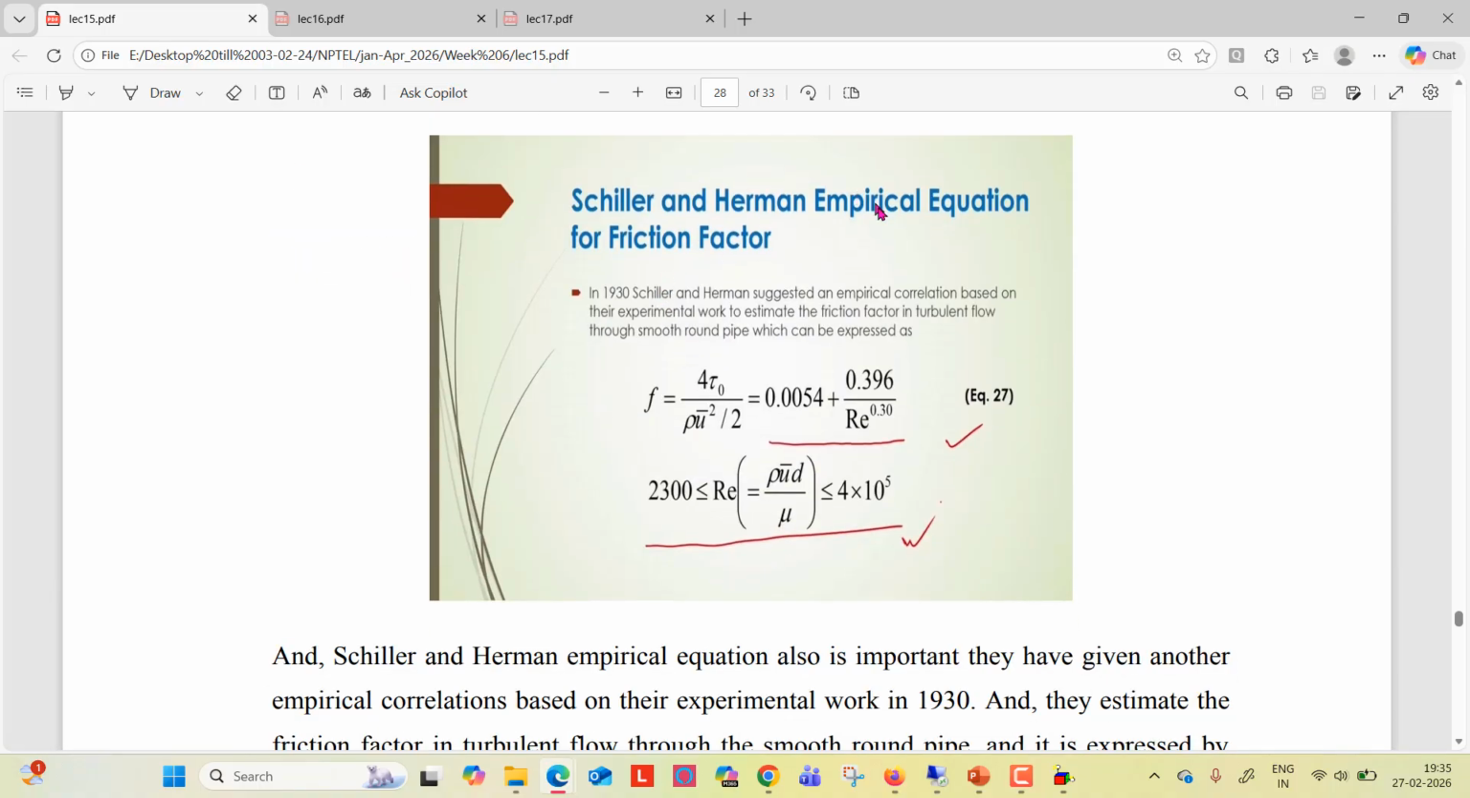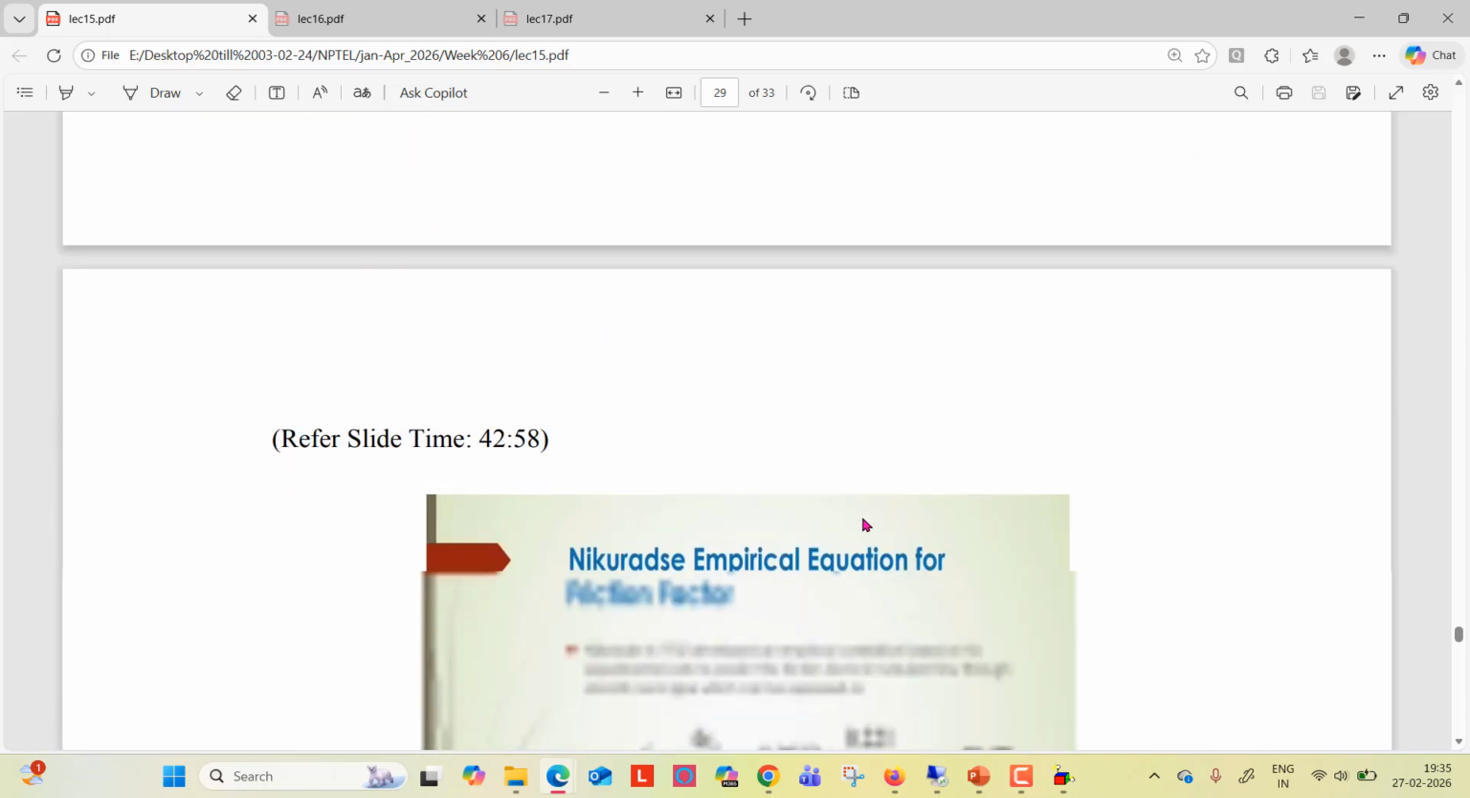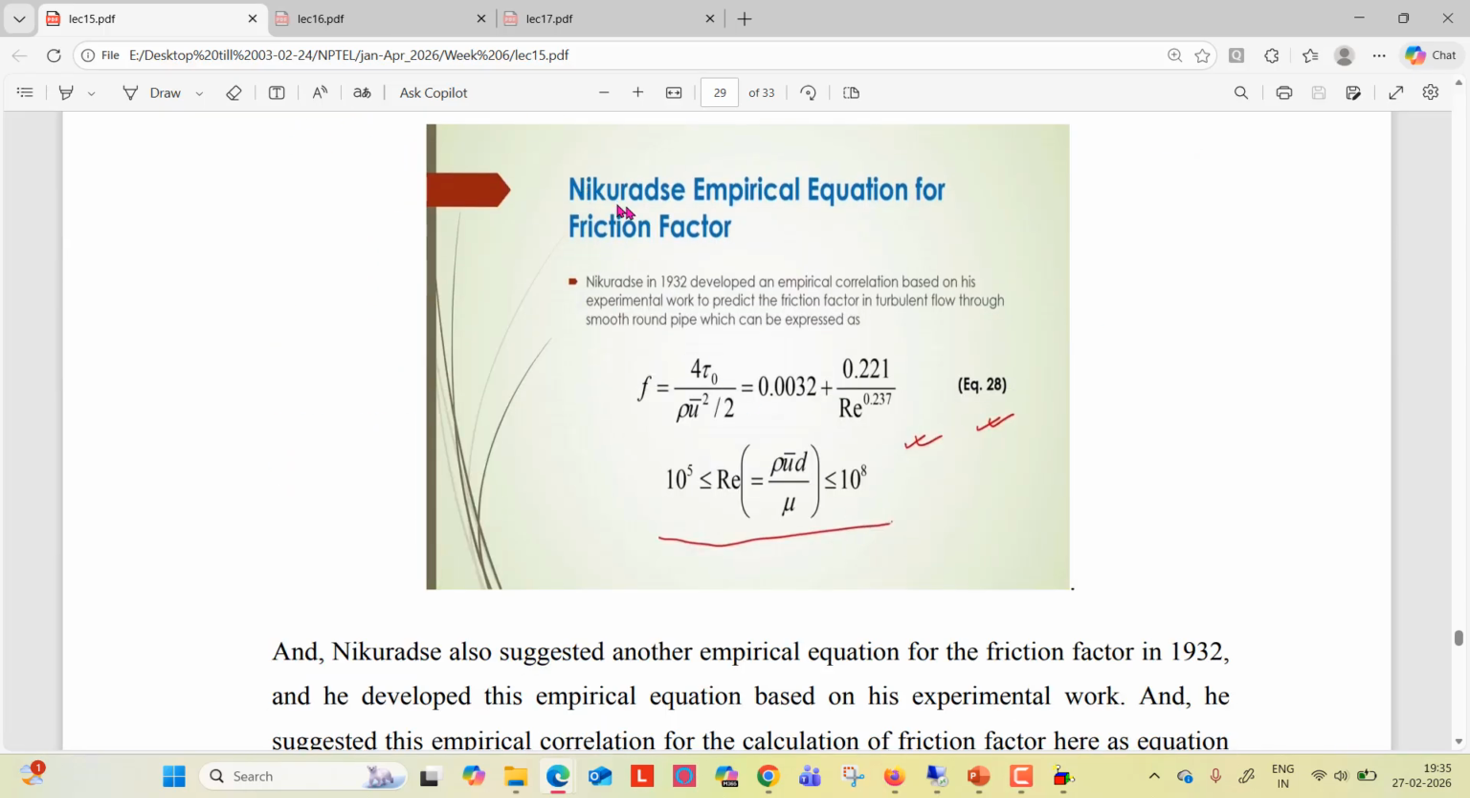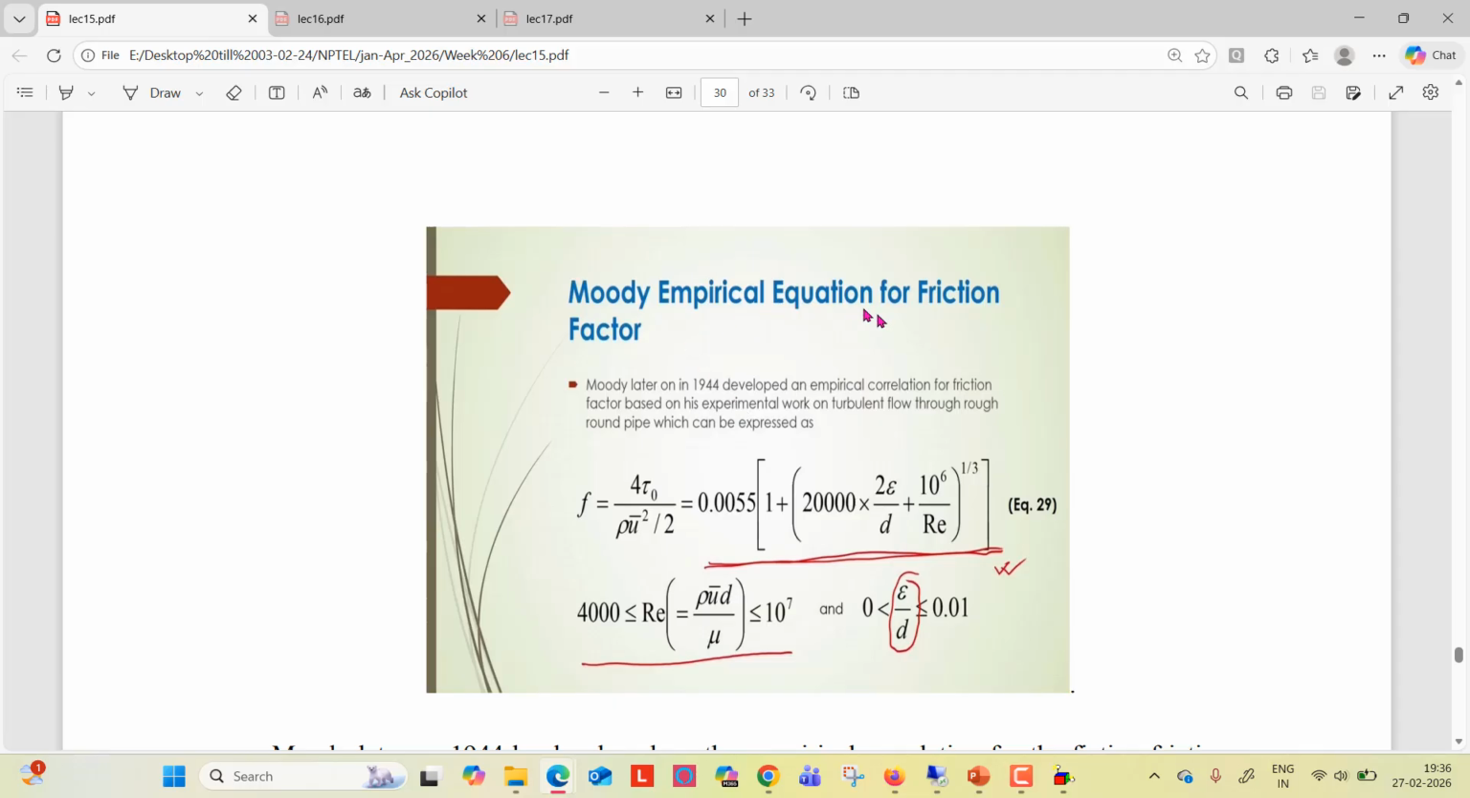This is the Schiller and Hermann empirical equation. You have seen that the numbers are slightly changed everywhere. This is the Nikuradse empirical equation. Everything is the same. You can see the expression is the same, but the power of Re is changed a little bit everywhere. These are all empirical equations developed from experimental factors. Considering the experimental factors, that is why they are a little bit different, but the overall thing is the same. This one is the Moody's empirical equation.